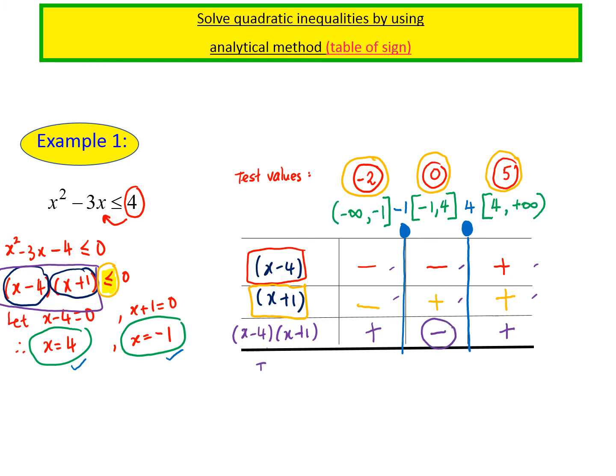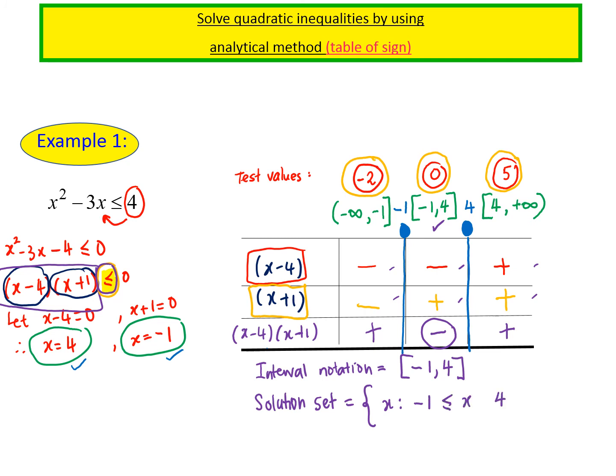So now my interval notation is... I'm only interested in negative because my inequality is less than or equal to 0, which is negative. So my interval notation will be the one in the middle, that is from negative 1 to 4. Close brackets at both ends. And finally, my solution set is, the variable is x, so I will take any values in between negative 1 and 4. Since the brackets are closed at both ends, the symbol will be less than or equal to.